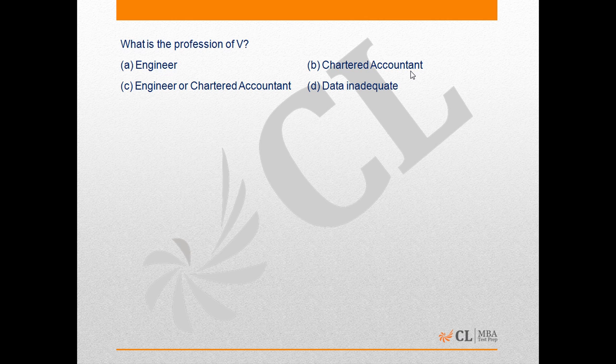What is the profession of V? As we have already discussed, the profession of V could be either engineer or CA, which means the given information is not sufficient to determine the profession of V uniquely. Hence option D is the correct answer.